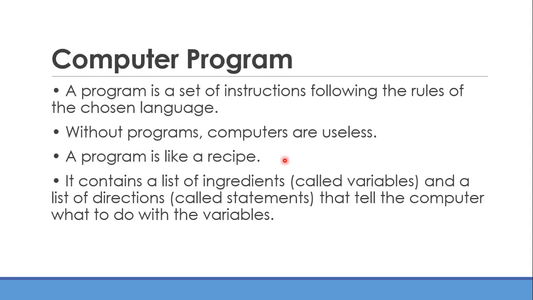Okay, let's get started with computer program. A program is a set of instructions following the rules of a chosen language. Without program, computers are useless. So as we also know, computer programs are also referred to as software. A program is like a recipe. It contains a list of ingredients called variables and a list of directions called statements that tells the computer what to do with the variables.